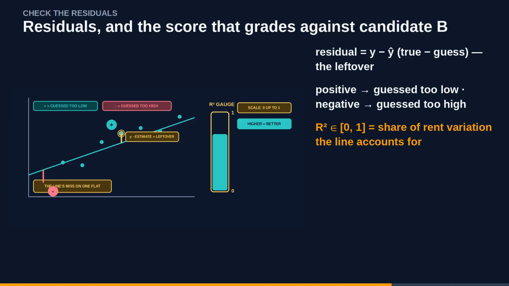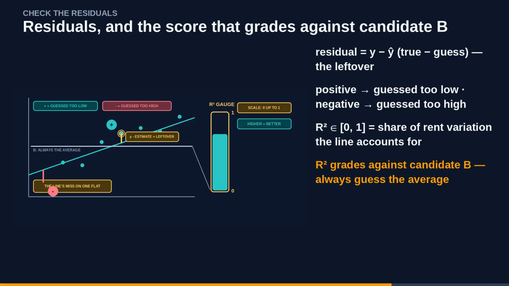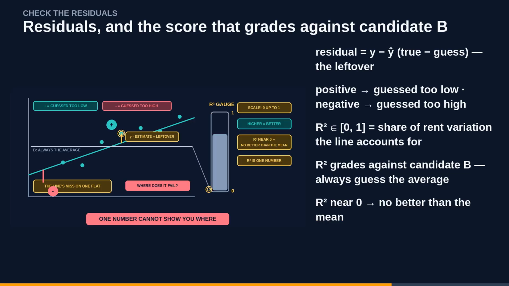And here is the promised payoff from the ledger. R² grades your line against exactly candidate B, the always-guess-the-average baseline. And R² near 0 means your line did no better than guessing the mean. But hold the warning. R² is one number, and one number cannot show you where the line fails.